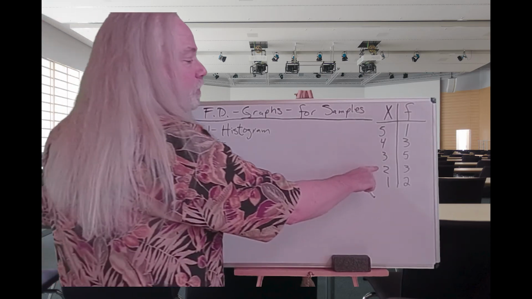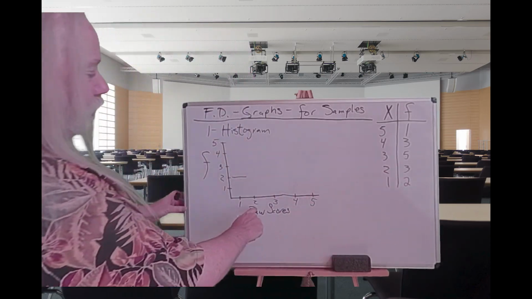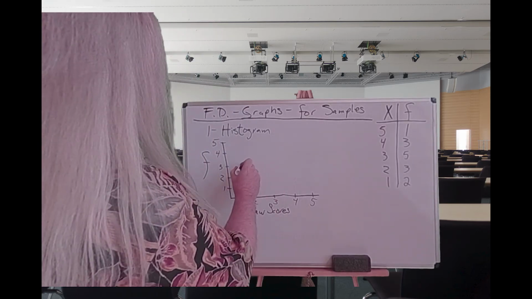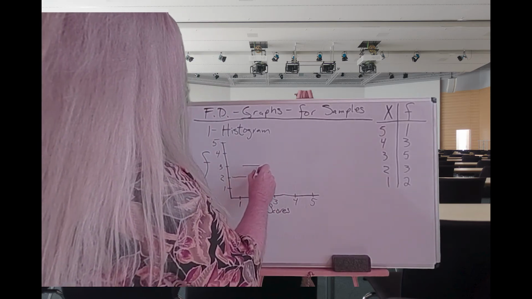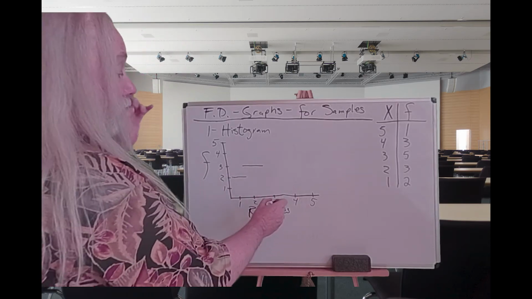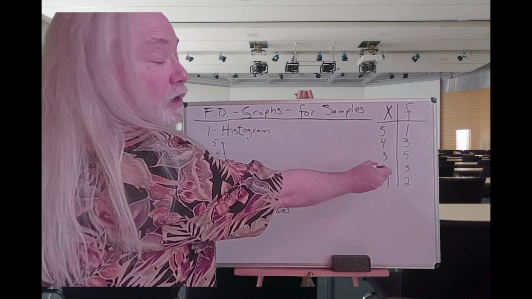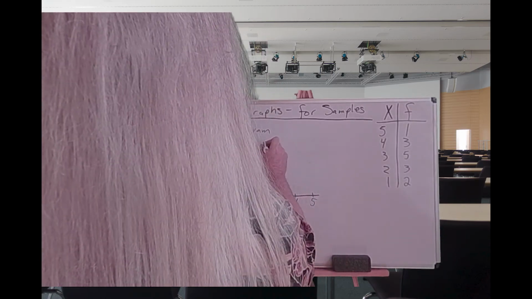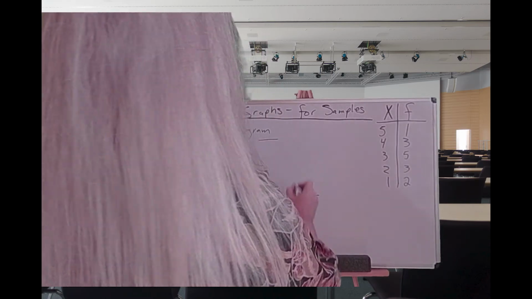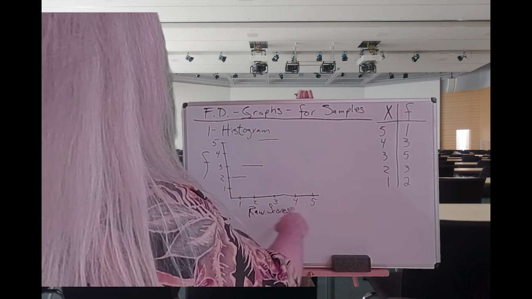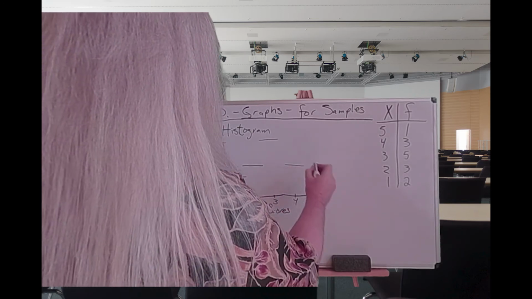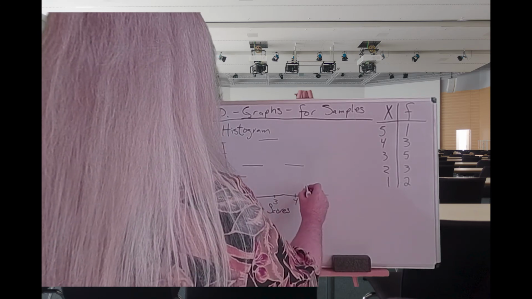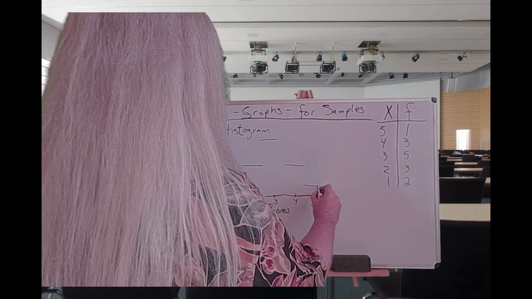Next one, raw score of a 2. There are 3 of those. So I go over to 2, I go up for a 3, and again, I'm going to try to draw a bar that goes from about 1.5 to 2.5, kind of straddles that middle zone. Raw score of a 3, there are 5 of those. So over to 3, up to 5. Hard to do this sideways. 4s, there were 3 4s, so over to 4, up to 3. And lastly, 5s, there was only 1 5. So over to 5, and only up to 1.